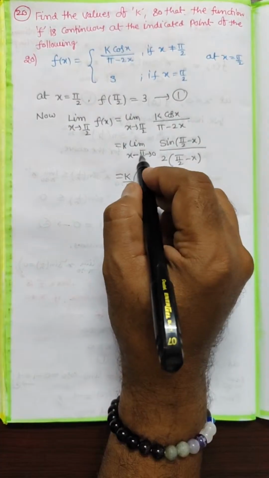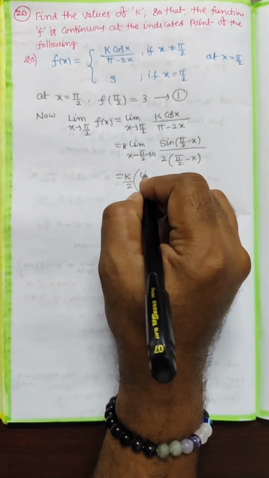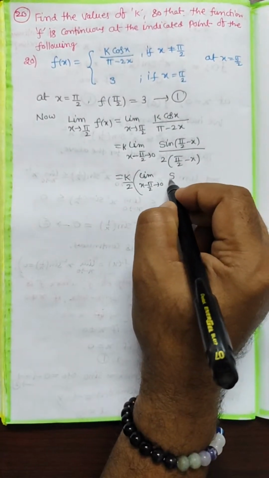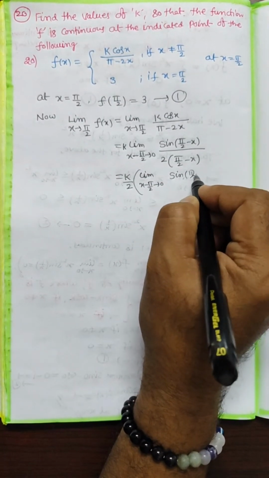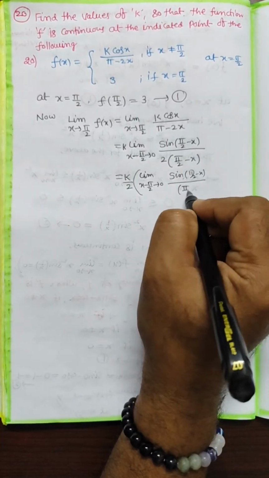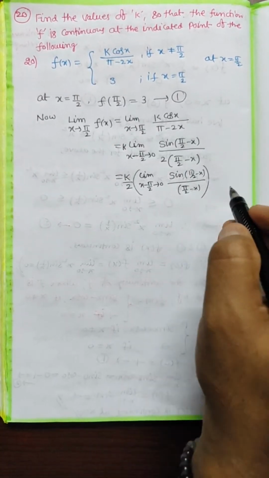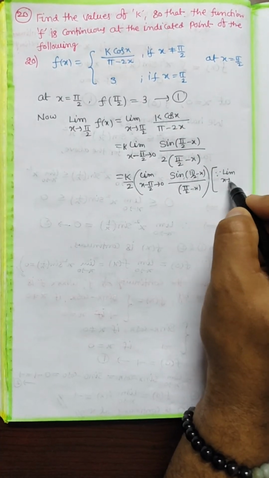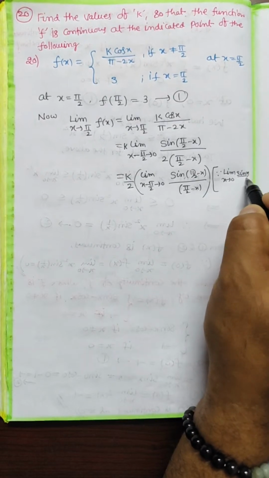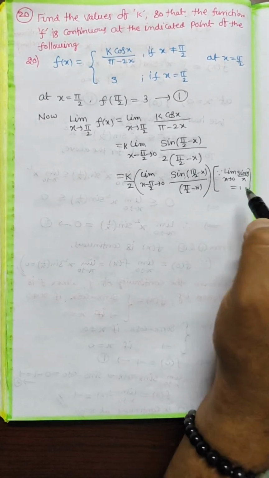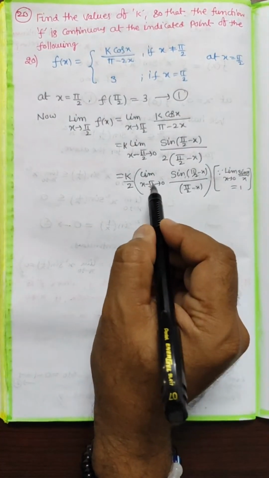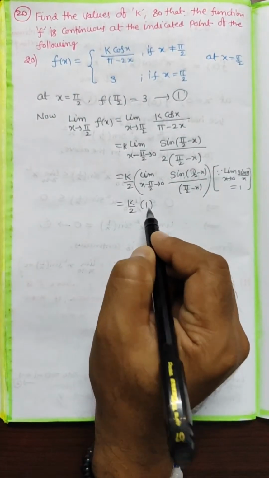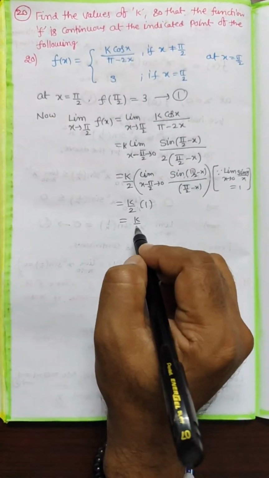Limit x tends to pi by 2 means x minus pi by 2 tends to 0. Limit of sine of pi by 2 minus x by pi by 2 minus x. We have the result limit x tends to 0, sin x by x is equal to 1, a good result. So it is in the form of limit x tends to 0, sin x by x. So k by 2 into 1, which is equal to k by 2.